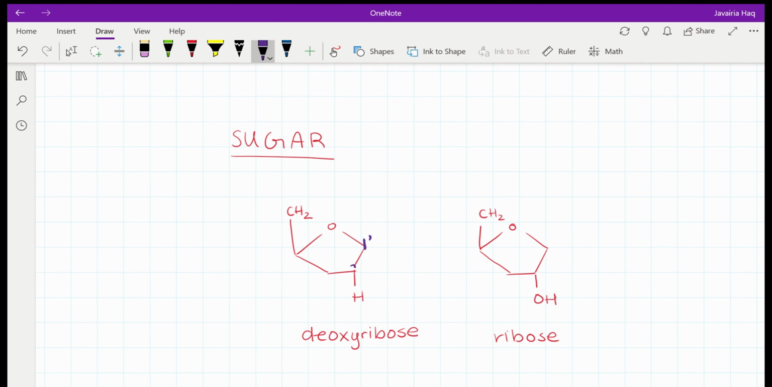The second carbon distinguishes DNA from RNA. In deoxyribose, the 2' carbon has an H group attached, while ribose has a hydroxyl group. The 1' carbon attaches to the nitrogenous base, and the 3' carbon bonds to the next 5' phosphate of the other nucleotide. The 5' carbon is attached to the phosphate group.